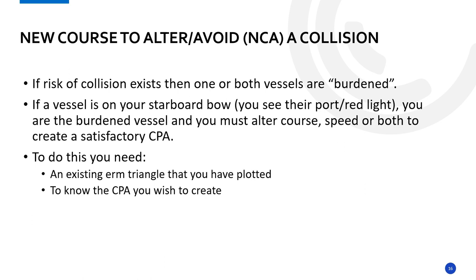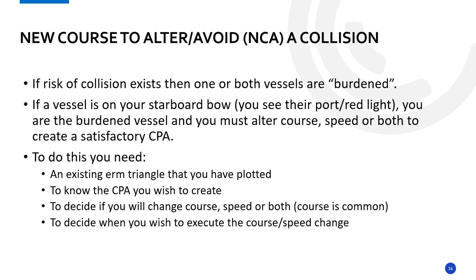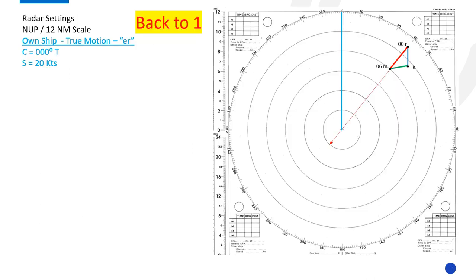Maybe it's 0, maybe it's a half mile, maybe it's a mile, maybe you want 2 miles. So you're going to have to know that I want my CPA to be different than what that value is. And you're going to have to decide when you're going to execute that course change or speed change, okay?